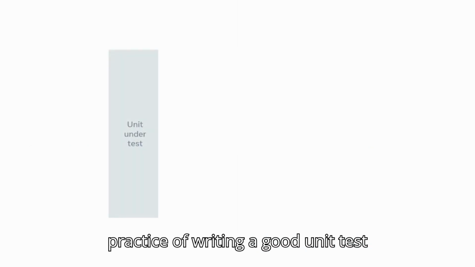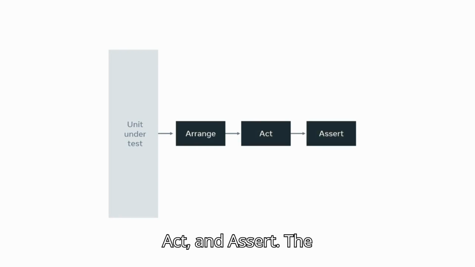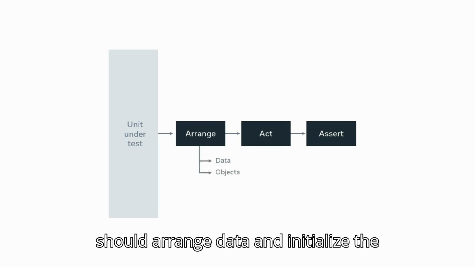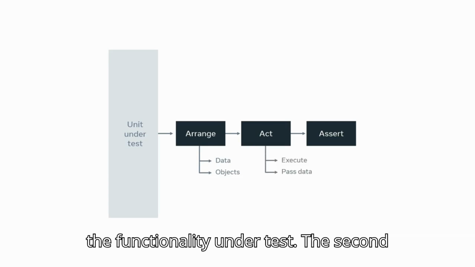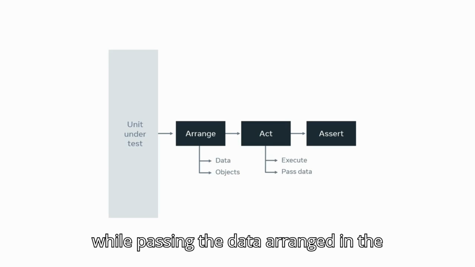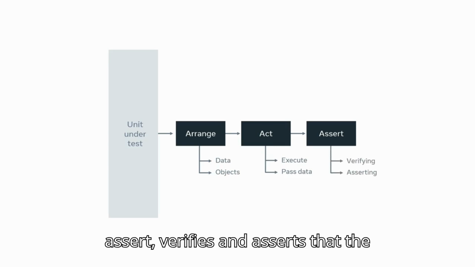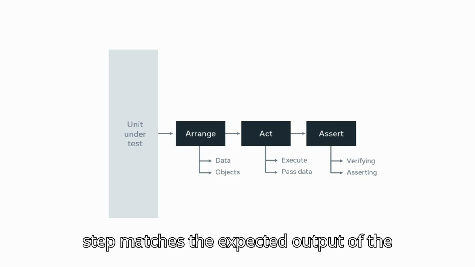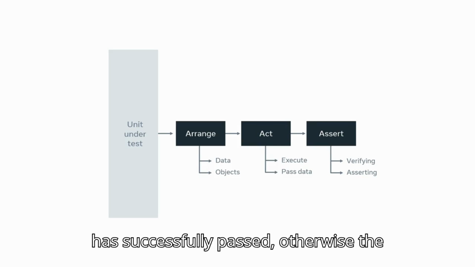The general practice of writing a good unit test involves three parts: arrange, act, and assert. The first step, arrange, suggests that you should arrange data and initialize the objects required to be fed as input into the functionality under test. The second step, act, performs an action by executing the functionality under test while passing the data arranged in the first step. The last and final step, assert, verifies and asserts that the data received as output by executing the functionality under test in the second step matches the expected output of the test. If the data matches, then the test has successfully passed.